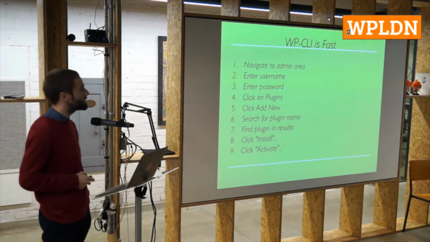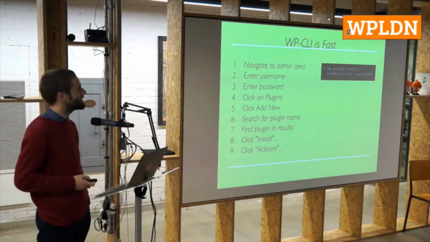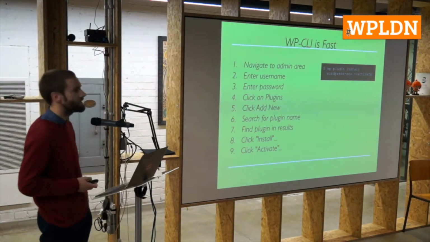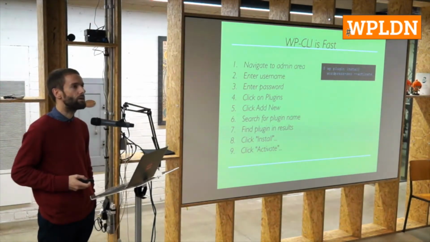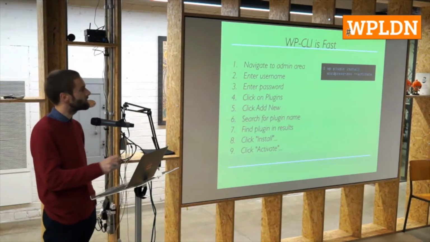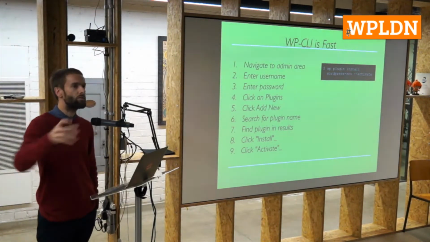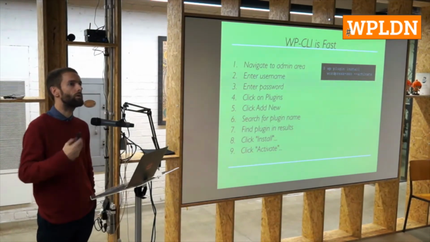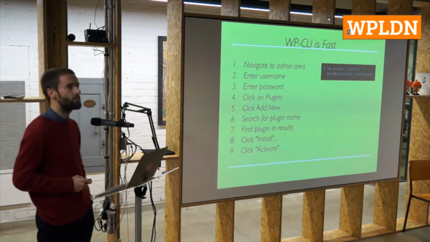The corresponding process in WP-CLI is to type that: wp plugin install, plugin name, and then --activate. And this will take a few moments to download the plugin, install it, and activate it. Bam, you're done. This gets even easier the more plugins that you install at once. You can just list a space-separated list of plugins here, and it will go and download all of them at once and install them all in one go. So it's a big time saver.